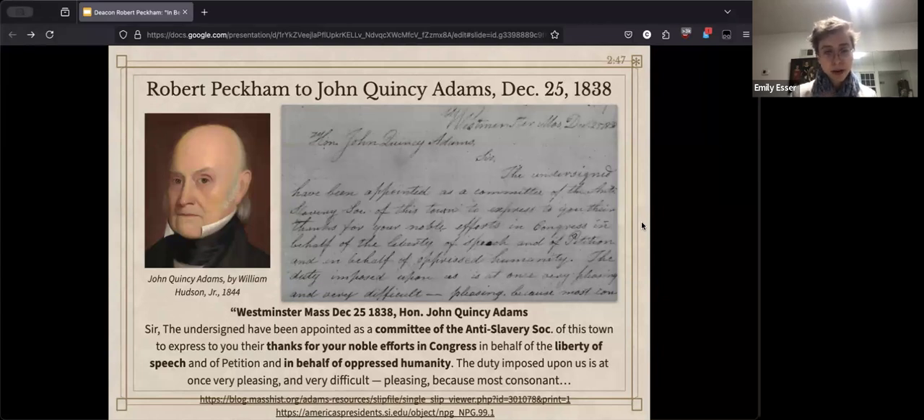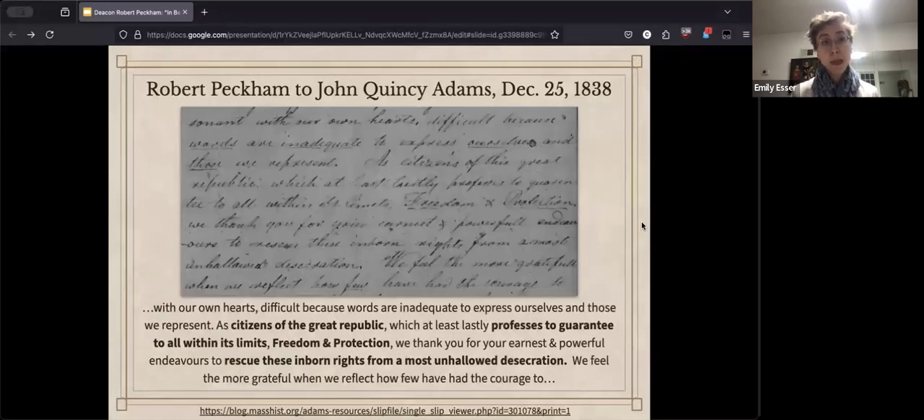"The undersigned have been appointed as a committee of the Anti-Slavery Society of this town to express to you their thanks for your noble efforts in Congress in behalf of the liberty of speech and of petition, and in behalf of oppressed humanity." Petition, that's the title of my presentation. He said that, those are his very own words, in his very own hand. "The duty imposed upon us is at once very pleasing and very difficult. Pleasing because most consonant with our own hearts. Difficult because words are inadequate to express ourselves and those we represent."